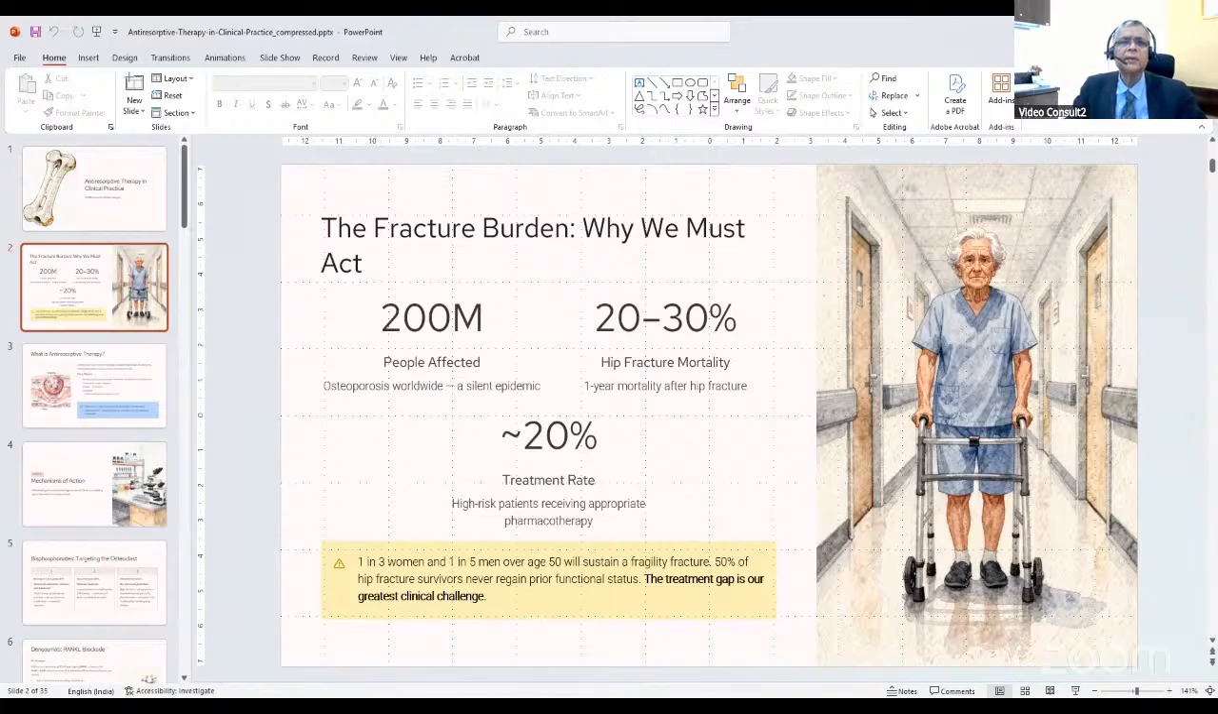Where is this? You can see me? Yes, sir. We can see you. T-score is, sir, minus, it's above minus 2.5. Yeah, so minus 2.5.